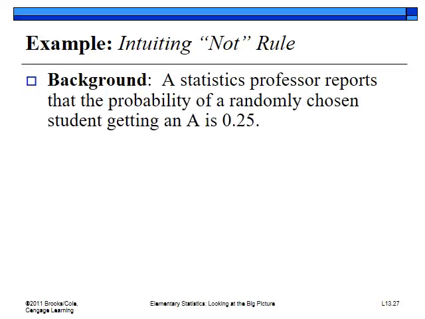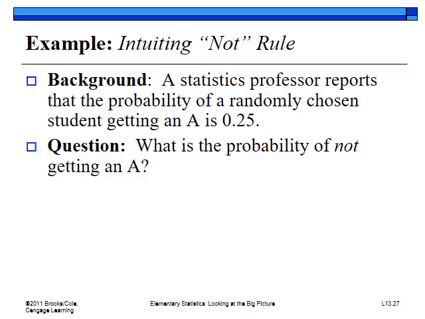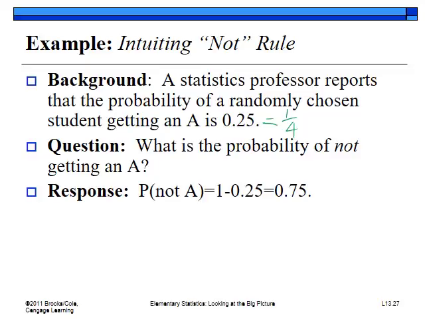Now for the not rule. If a professor reports the probability of a randomly chosen student getting an A is 0.25, what is the probability of not getting an A? Well, if the probability of getting an A is 0.25, remember that's 1/4. That means 1 in 4 students get an A. But if 1 in 4 students get an A, that means the other 3 in 4 must not get an A. So that means the probability of not getting an A is 0.75, which happens to be 1 minus 0.25.